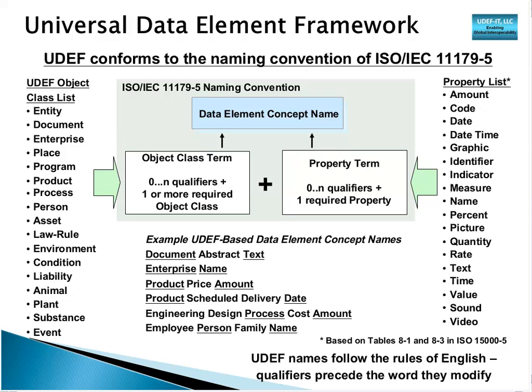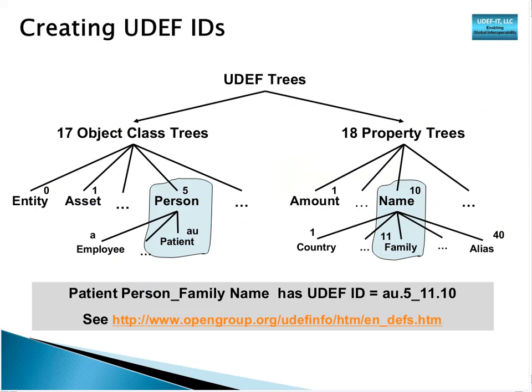And so you end up then with some grammatically correct expressions that conform to a finite set of objects and a finite set of properties that are then further qualified with qualifiers. Okay. So when you take those 17 objects and then create a taxonomy of them, you end up then with the entire UDEF is nothing more than a bunch of taxonomies.